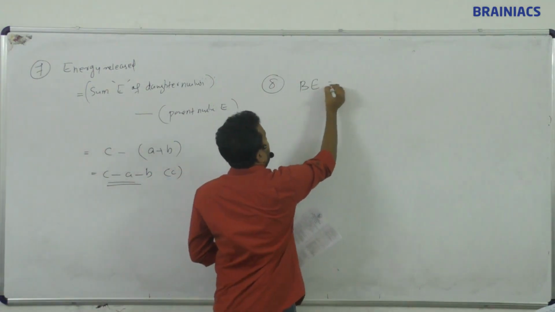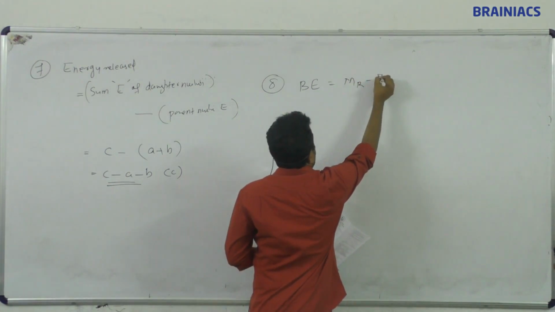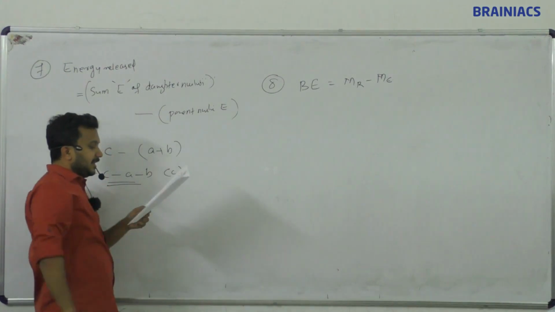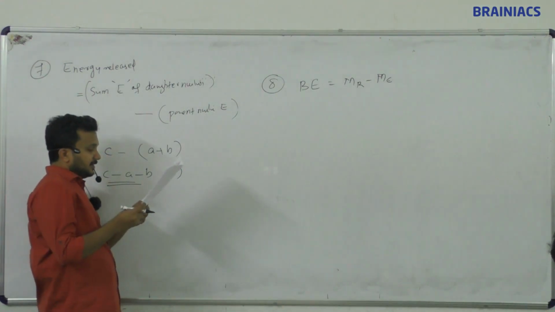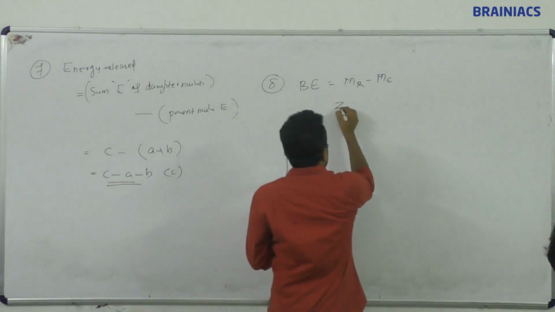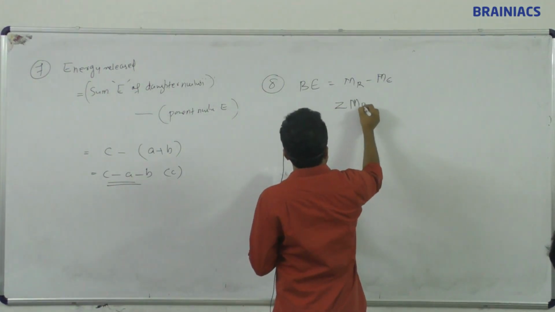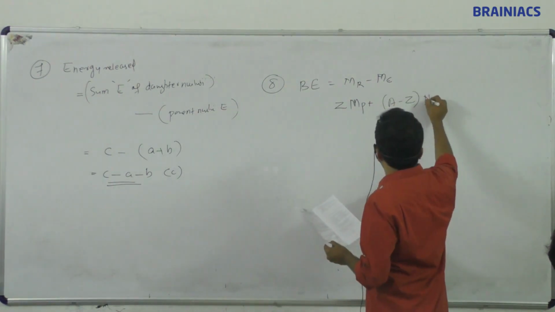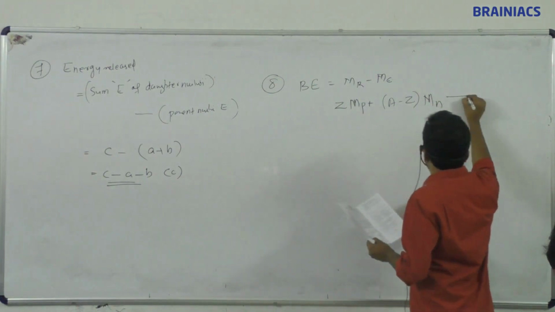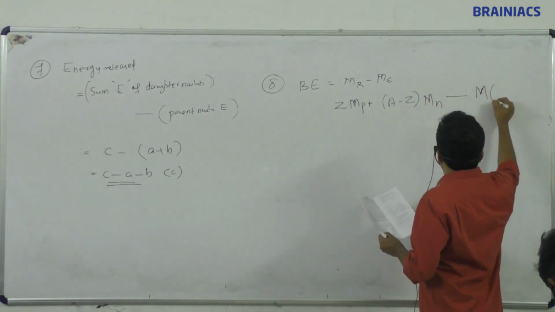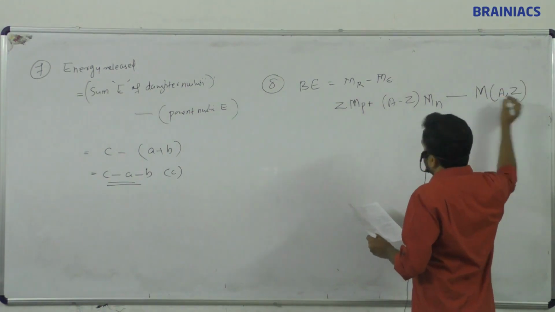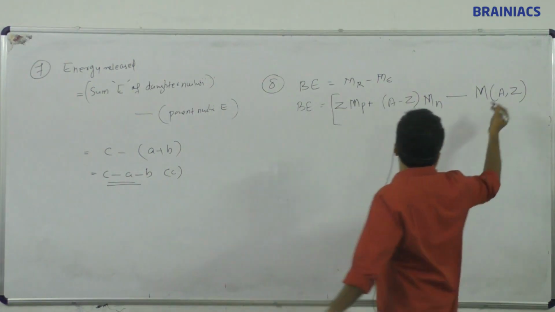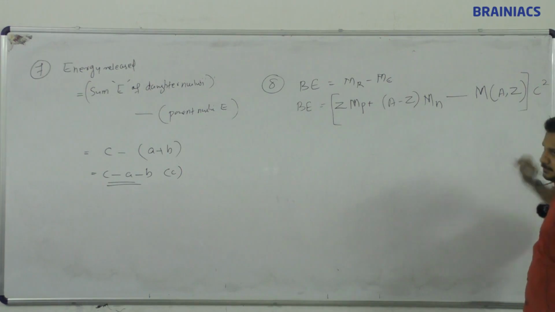Binding energy means total rest mass minus experimental mass. What is the rest mass? Rest mass is the calculated mass: Z into Mp plus (A minus Z), the neutron number, into Mn. This is called rest mass, minus the experimental mass. Experimental mass means M(A,Z). This is called the mass difference, delta M into c square.